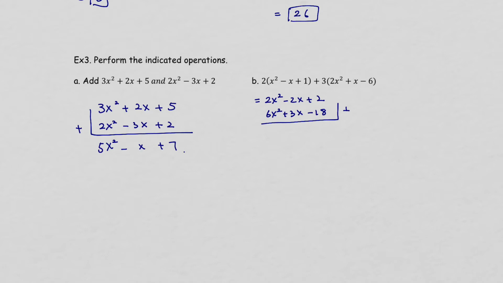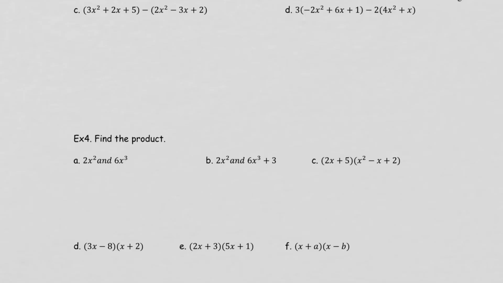And you're adding, right? You end up getting 8x squared. Your term will stay the same. It's just that your coefficient is going to get added. Right? So that's what you're going to get when you're adding those two.